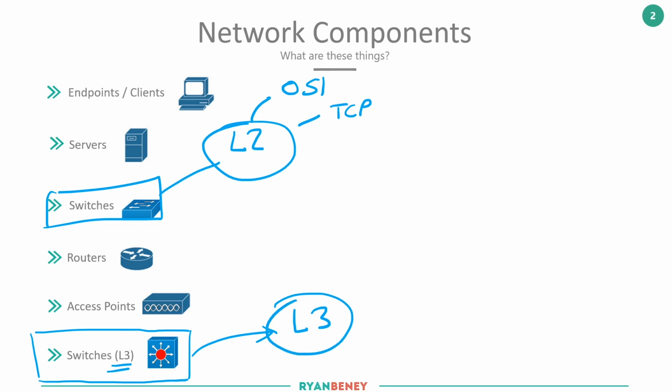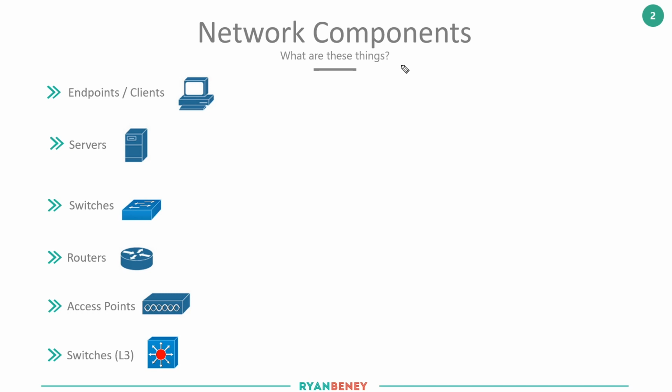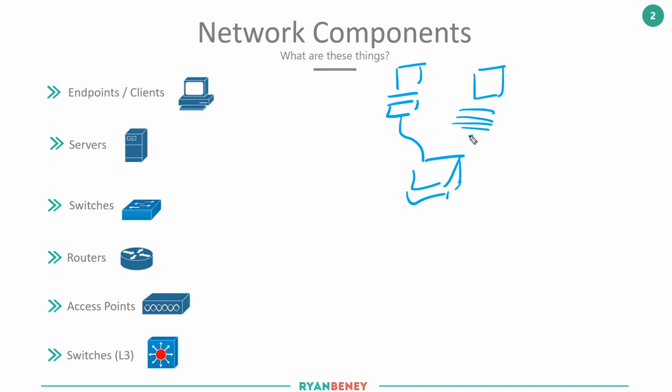Now, to give you a very quick example of a layer 3 switch, again, from the beginning, let's think about our clients and our mobile phones, and they all connect into a switch. Some of them connect physically, some of them connect through maybe an access point that plugs into the switch, but they connect to a switch, and the switch normally uplinks to a router.